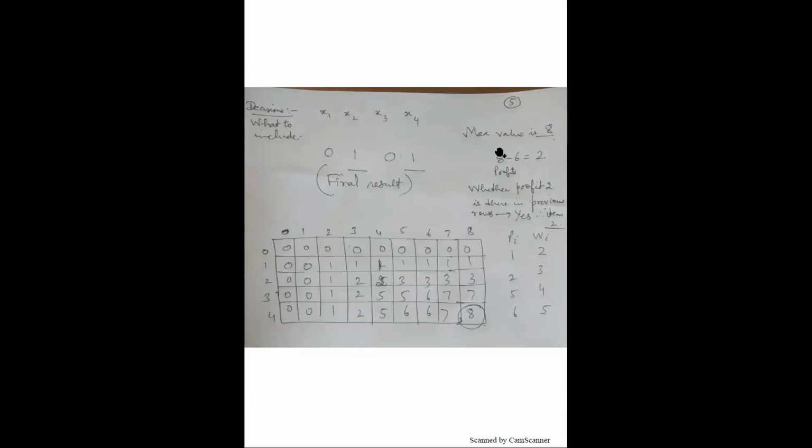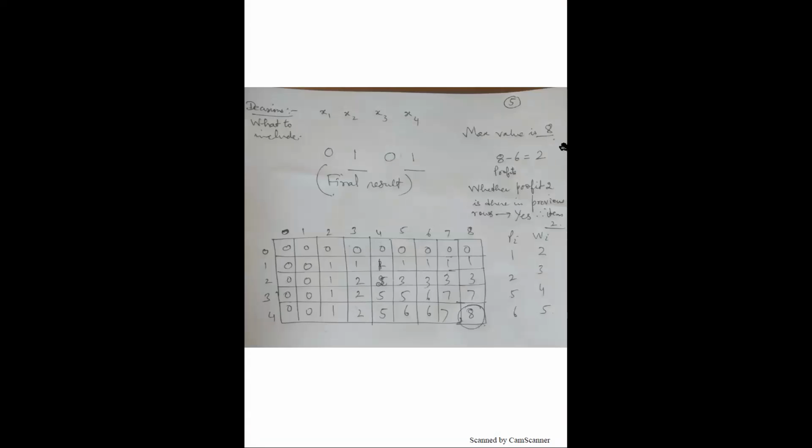That means item 4 is definitely there. If item 4 is definitely there, that means its weight is 5 and its profit is 6. What is this max value? This value 8 is the profit value. How much maximum profit are we gaining? Because that was the ultimate problem, we have to maximize the profit. What is the maximum profit in this table? This is 8. 8 is the maximum profit.